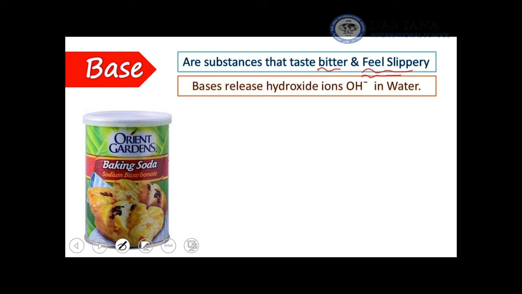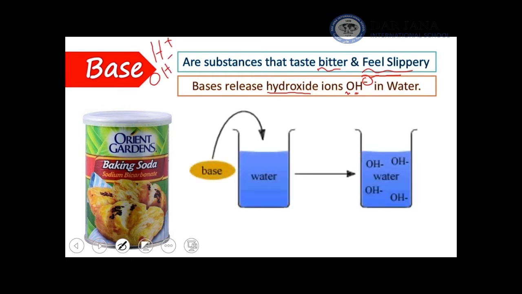So they don't release hydrogen ions, they release hydroxide ions. A hydroxide ion is a combination of oxygen and hydrogen with a negative charge, so it's OH minus. Hydrogen ion is H plus. Hydroxide ion is OH minus. So bases release OH minus ions in water.